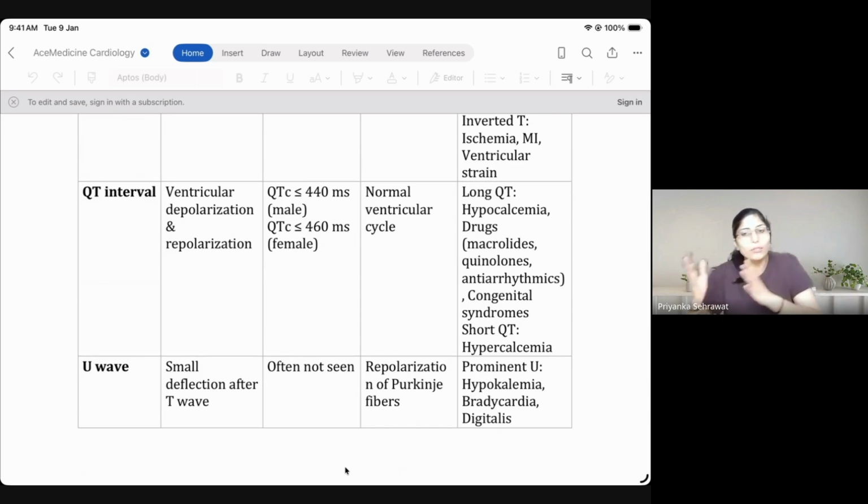So QT is kind of inversely related to calcium levels in the blood. Hypocalcemia, long QT, hypercalcemia, short QT. Other than that, certain antiarrhythmics, quinolones, macrolides, congenital syndromes can also lead to prolonged or short QT. So you should know these causes.